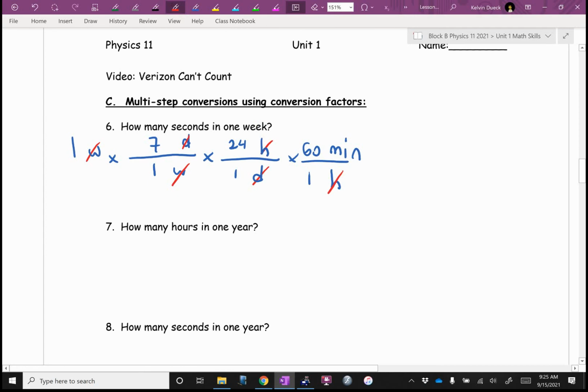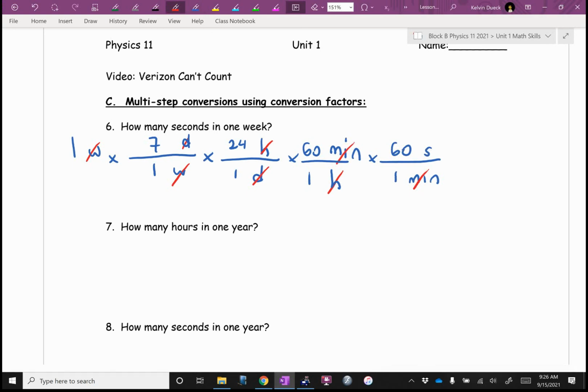What do I want to end up with? Seconds. Anybody have a conversion factor for minutes and seconds? Oh, really? So minutes on the bottom, you're telling me 1 minute is 60 s. And you'll notice all my units have canceled. The only units left behind are seconds.